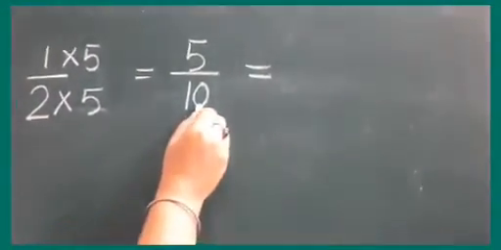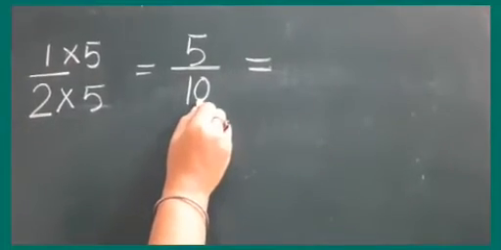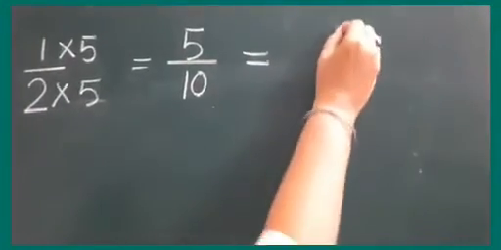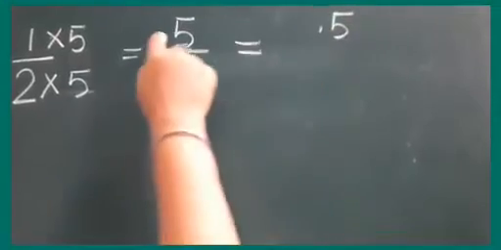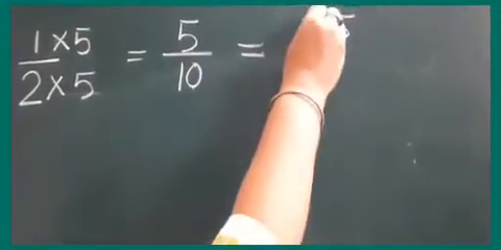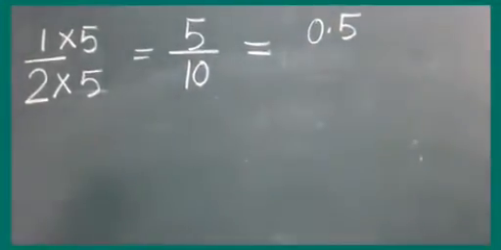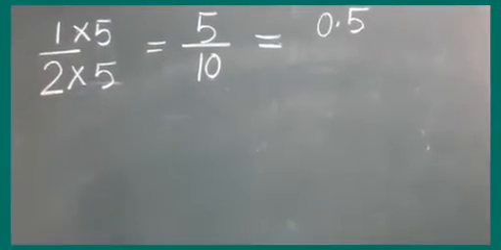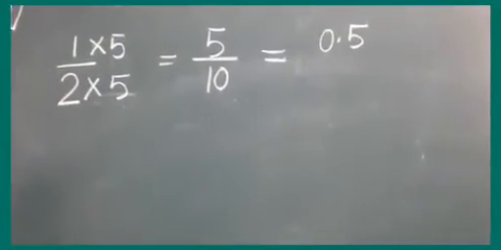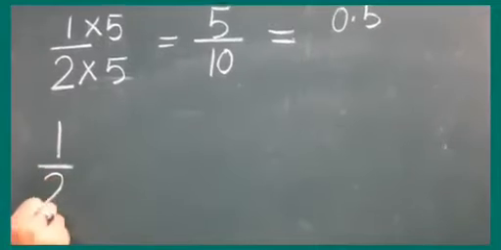Now it can be easily converted into a decimal number. Since we have 10 in the denominator, this is the tenths place. So we will count one digit from the right and put a point. Since I have no other number left over here, I will write 0 over here. So the number becomes 0.5. This is one way of doing the sum. Now what is the other way? It is 1 by 2.